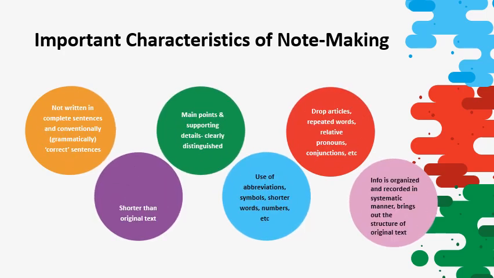Next point, drop particles, repeated words, relative pronouns, conjunctions, etc. So all these grammar items can be dropped when we make notes. And the final point is, info is organized and recorded in a systematic manner, which brings out the structure of the original text. We have to keep in mind when we make notes that it should be organized and not haphazard. Whatever format the passage has, the same manner it should be for the notes so that it follows the structure of the original text.